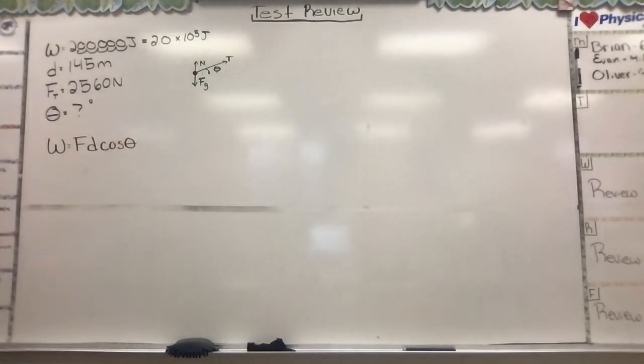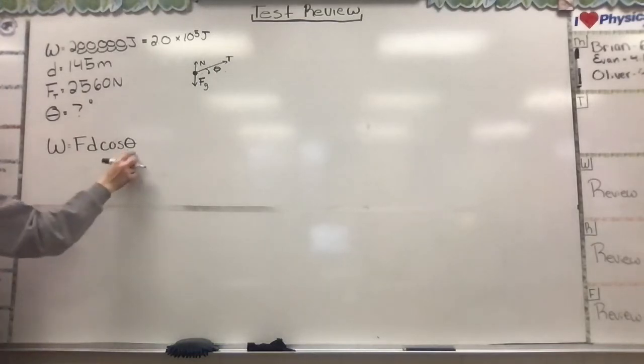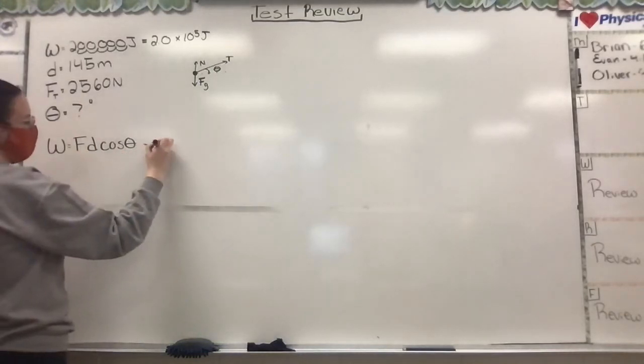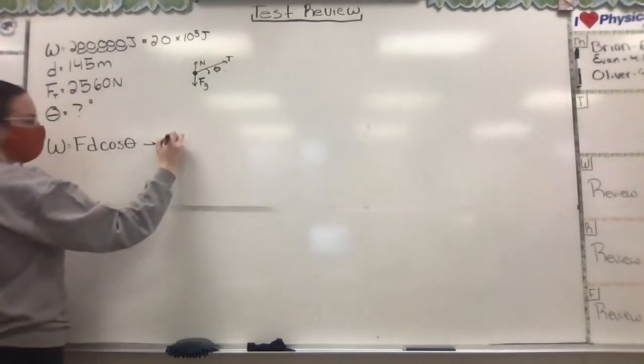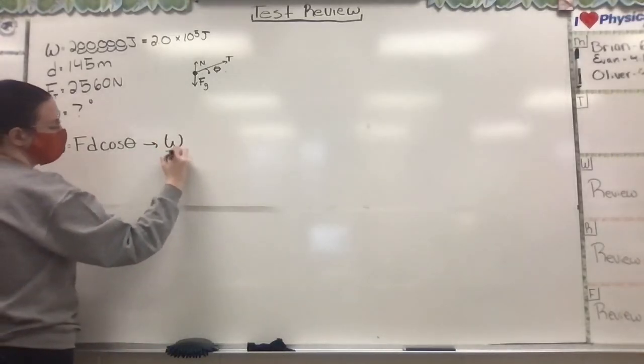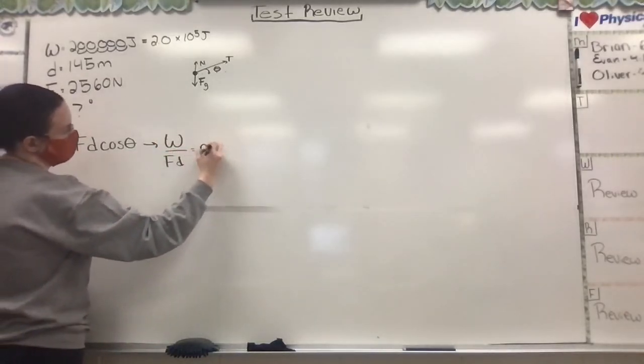It definitely is. Okay, so question. We need to start rearranging this to solve for theta. What's the first thing we should probably do? Divide by FD. Yeah, divide by the force and distance to get that's equal to cosine of theta.